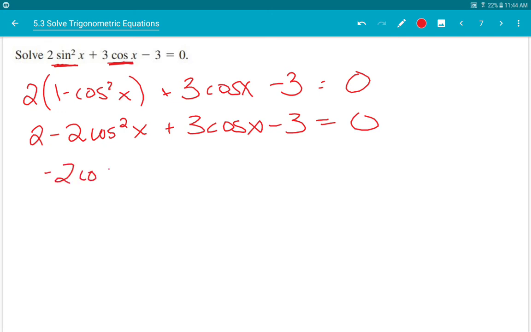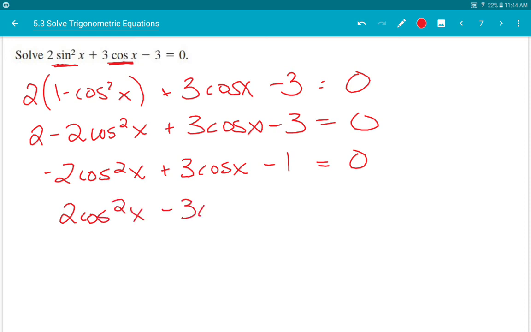I'm going to get -2 cosine squared x plus 3 cosine x minus 1 is equal to 0. And sometimes we don't really like how that looks, so we can just rewrite that. Because of the leading coefficient being negative, we can rewrite that as 2 cosine squared x minus 3 cosine x plus 1 equals 0. Okay, and we'll get the same solutions.